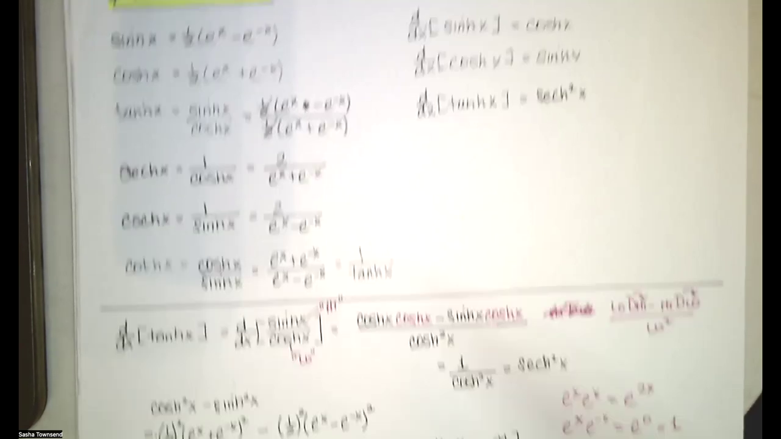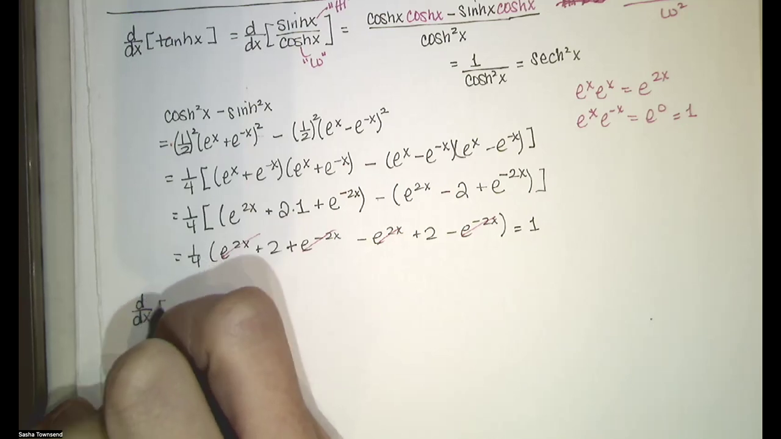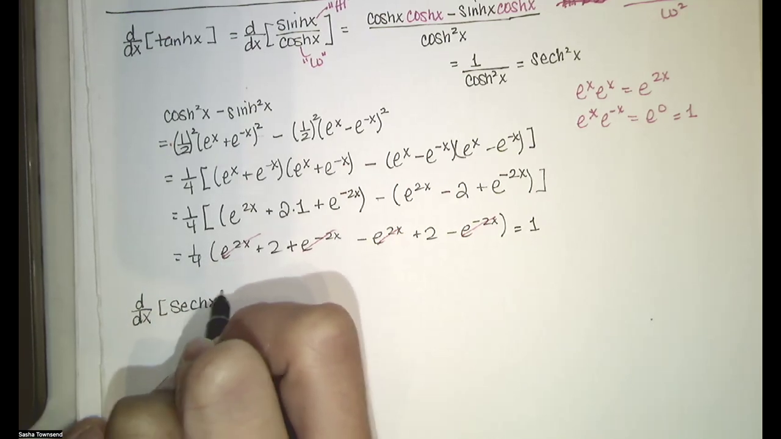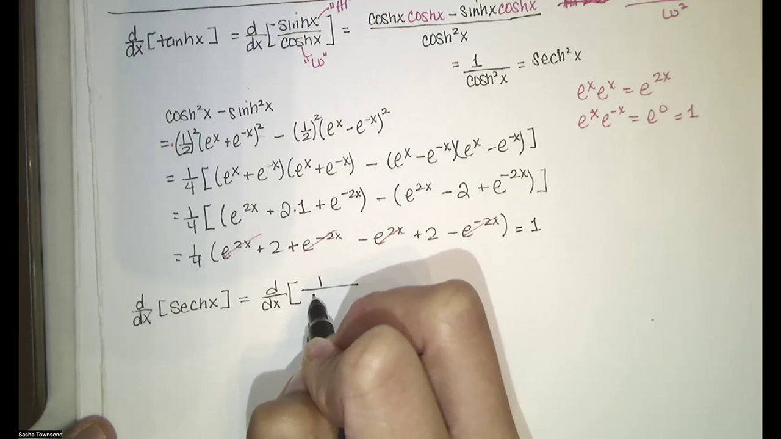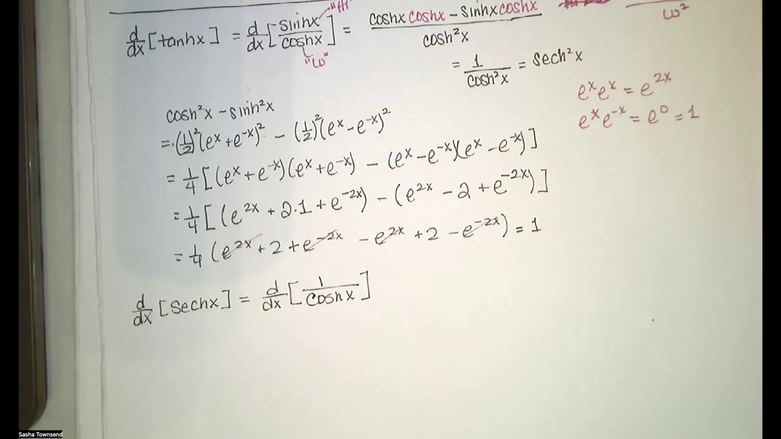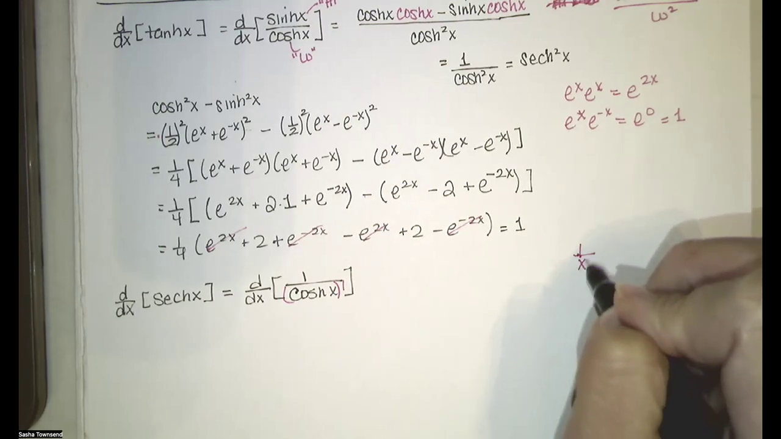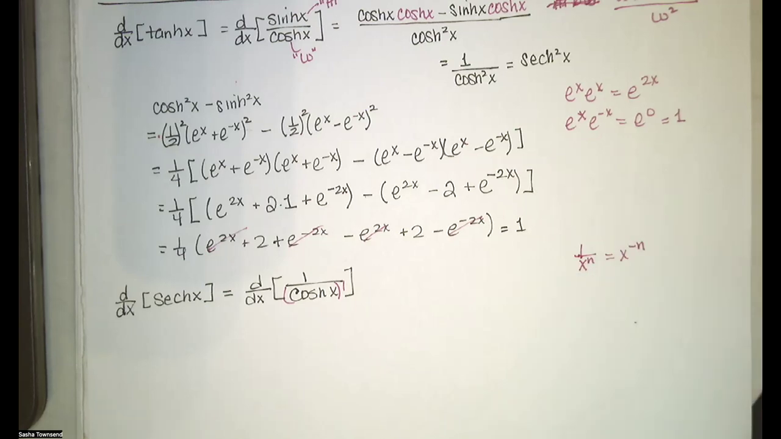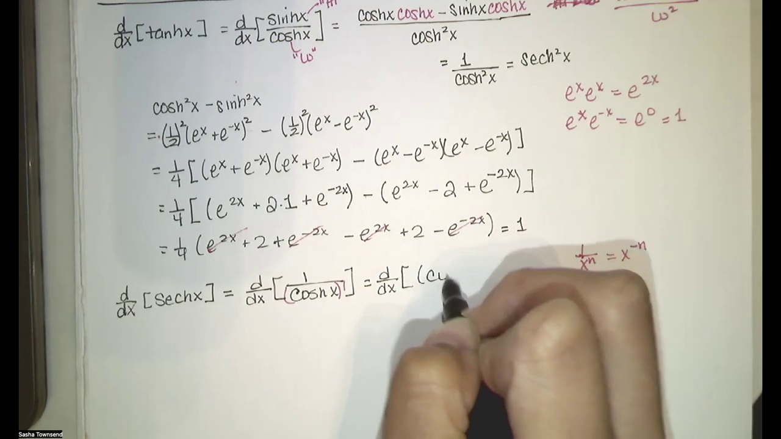Now for the derivations of these guys, we will use the chain rule. The derivative of hyperbolic secant of x is the same as the derivative of 1 over hyperbolic cosine of x. And remember, we've got an exponent property for that. If I have 1 over x to the positive power, that's the same as x to that same power, but negative. So this is a hyperbolic cosine of x to the first power. So I can rewrite that as a hyperbolic cosine of x to the negative first power.